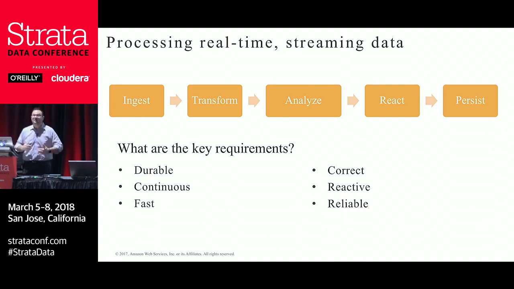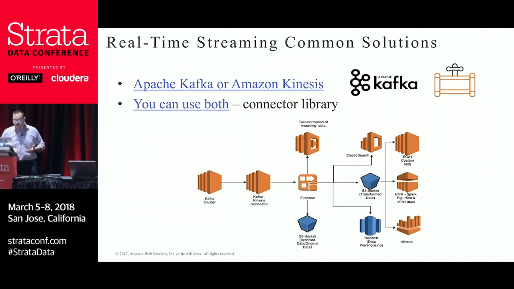We need something that works on the milliseconds, depending on the use case. Order is important. We need to be reactive. So there are solutions today. Kafka is one of them, Apache Kafka. How many are using Apache Kafka today? Raise your hand. We have many.